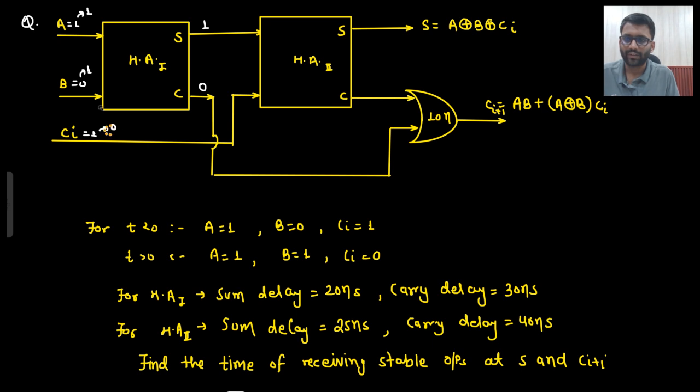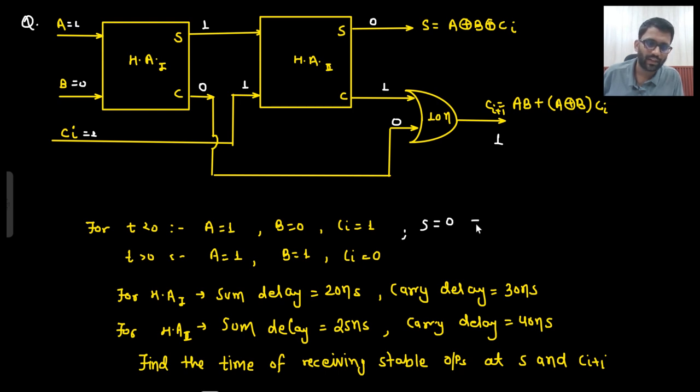So let's remove it, otherwise it will cause confusion. I am analyzing for t less than 0. So for 1 0 1: sum 1 plus 0 is 1, carry is 0. So this carry is gone here. Now this is 1. 1 plus 1 is 0, carry is 1. 1 plus 0 will be 1. So here also you can check: your sum was 0 only. 1 plus 1, sum is 0, carry is 1.